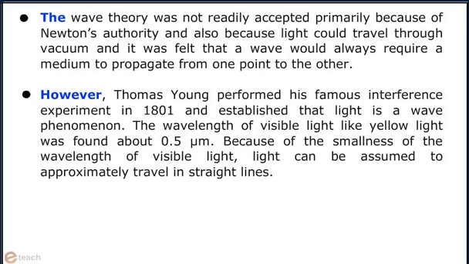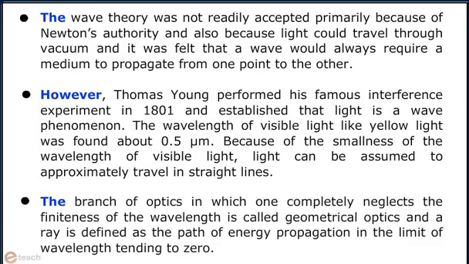The wavelength of visible light, like yellow light, was found to be about 0.5 micrometer. Because of the smallness of the wavelength of visible light, light can be assumed to approximately travel in straight lines. The branch of optics in which one completely neglects the finiteness of wavelength is called geometrical optics, and a ray is defined as the path of energy propagation in the limit of wavelength tending to zero.